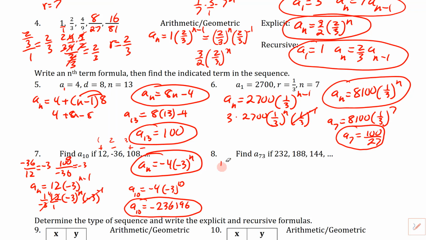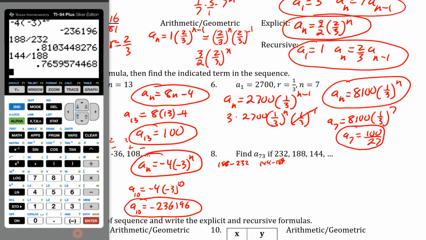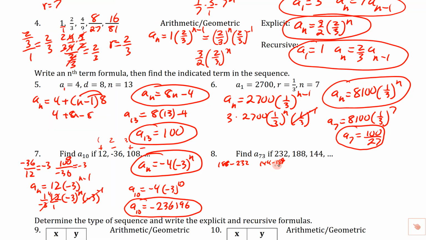So let's go ahead and do a little bit of subtraction here. Let's take 188 and subtract 232, and then take 144 and subtract 188. So let's see here. 188 minus 232 is negative 44. And that's going to work out to be negative 44 also. So the common difference here is negative 44.